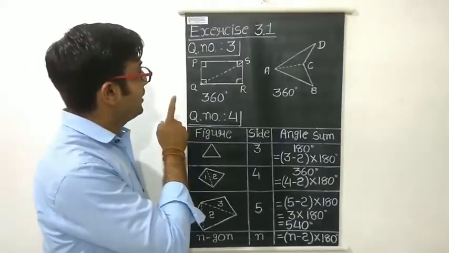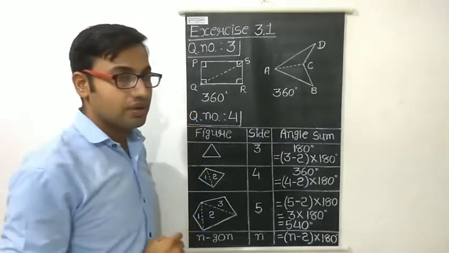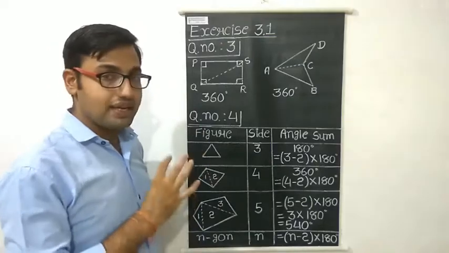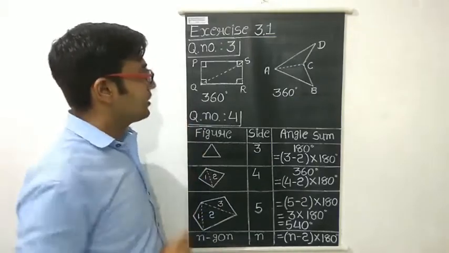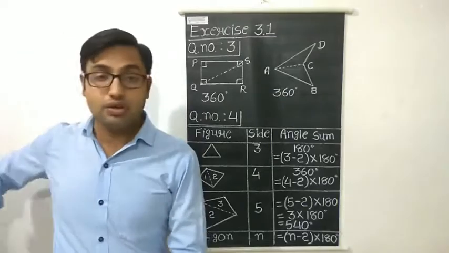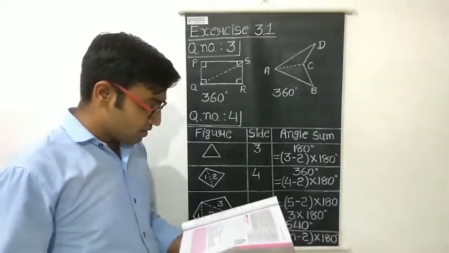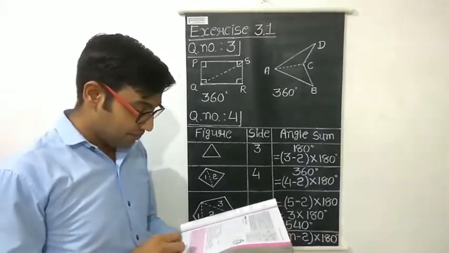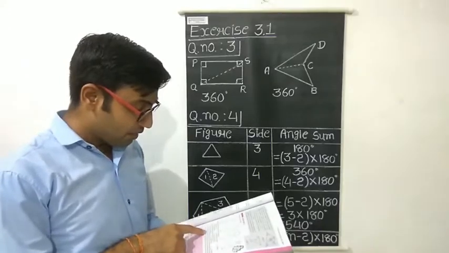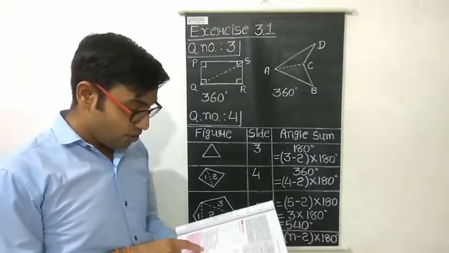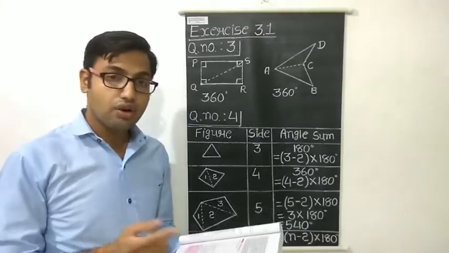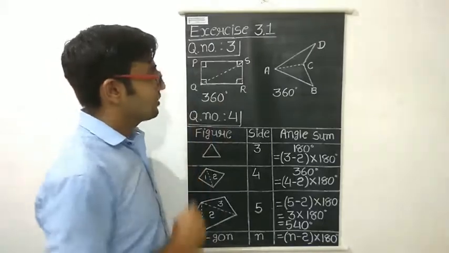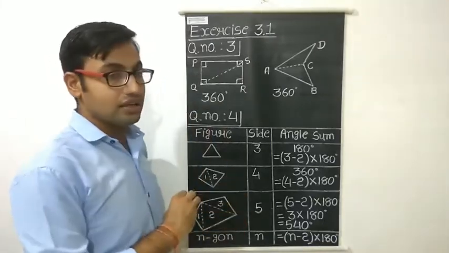Okay, so let us study Exercise 3.1, question number 3, which is related to the angle sum property of any closed figure. What is the question? The question is: what is the sum of the measures of the angles of a convex quadrilateral? Will this property hold if the quadrilateral is not convex? Not convex means concave.